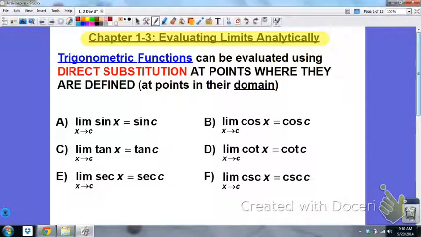Today's lesson is section 1.3, day 2, evaluating limits analytically. This deals more with evaluating trigonometric functions. Just like we have in the past, we're going to use direct substitution at points where the functions are defined, at points within their domain. So you'll see in A through F we have the limits of the different trigonometric functions just using direct substitution.